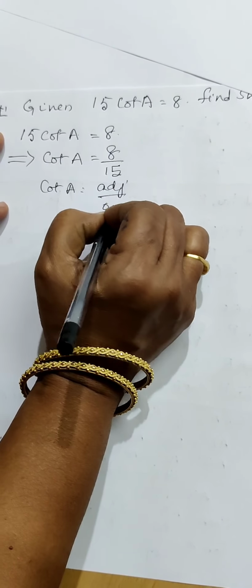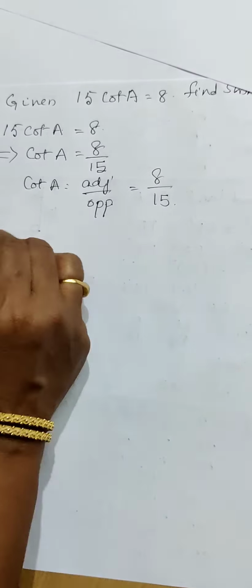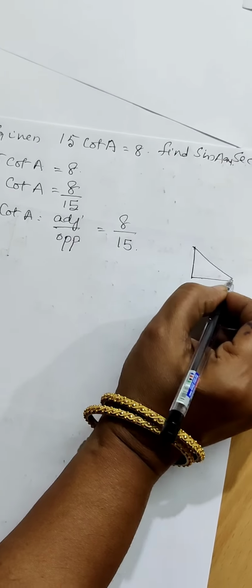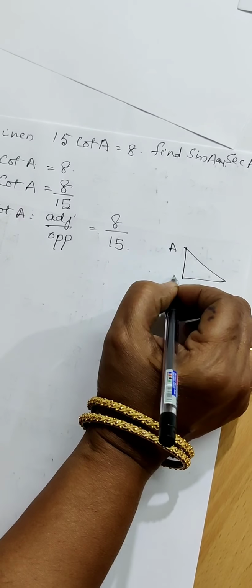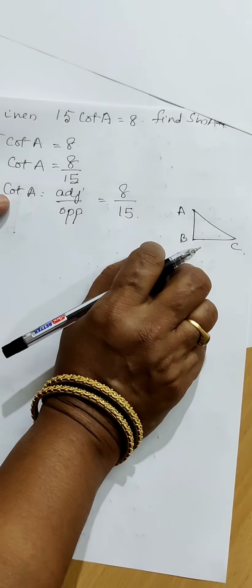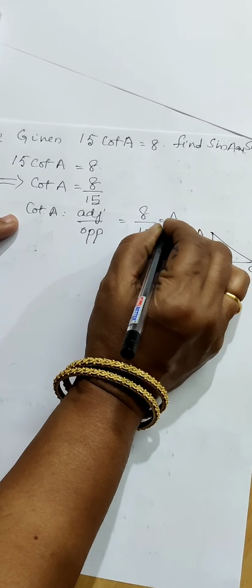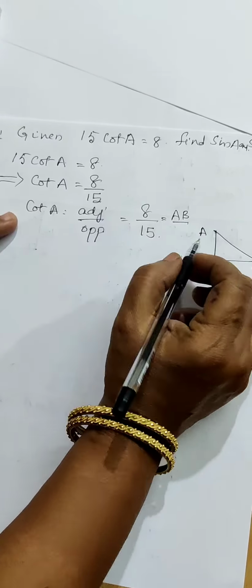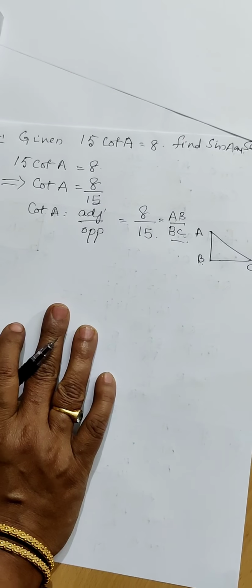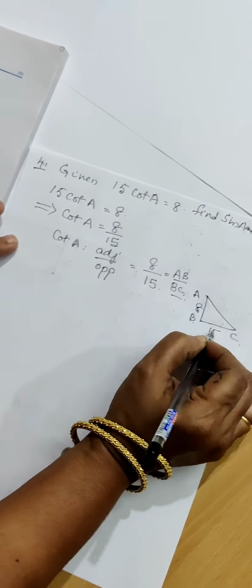Adjacent by opposite. So adjacent by opposite is 8 by 15. Now you draw the triangle. A, B, C. So adjacent means AB. In the triangle, adjacent means AB. AB by BC. So that is AB by BC. AB by BC means AB is 8, BC is 15.